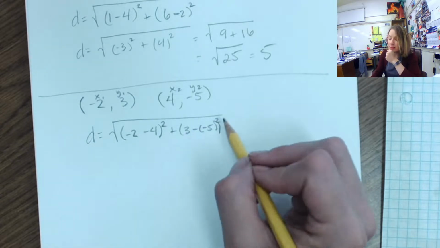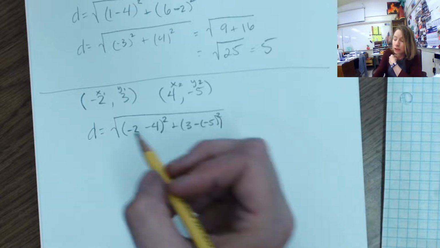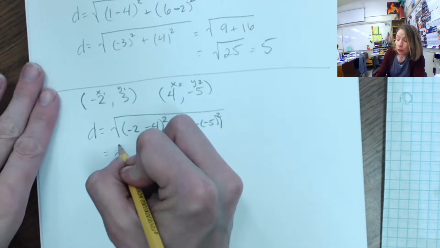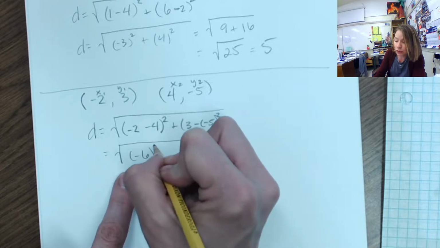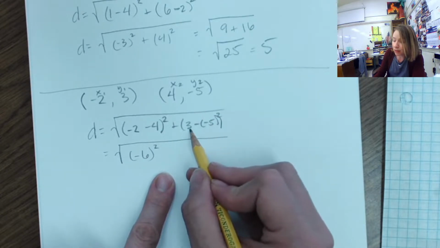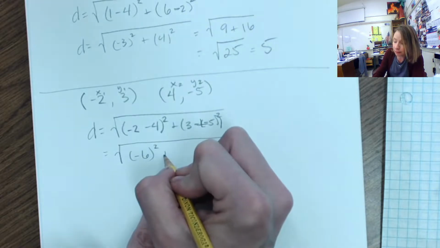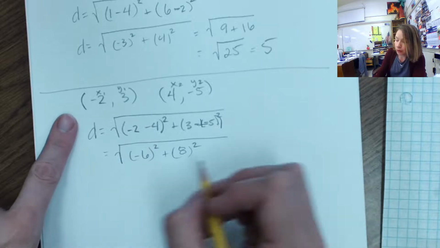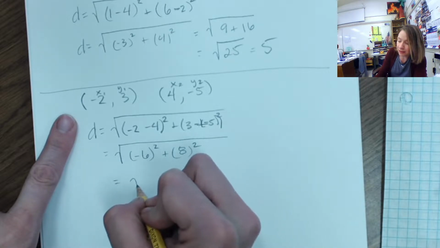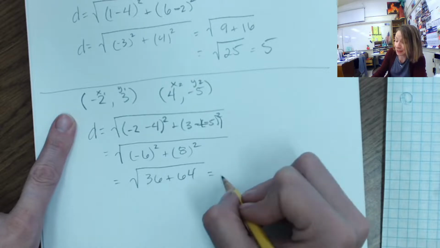So with these ones, we have to pay attention to signs. These are the little mistakes that really get you with the distance formula, or really with any formula. So this here is going to be a negative 6 squared. This, I've got a 3 minus a negative 5. Well, that's going to be a plus. So I've got 8 squared. And so I've got 36 plus 64.